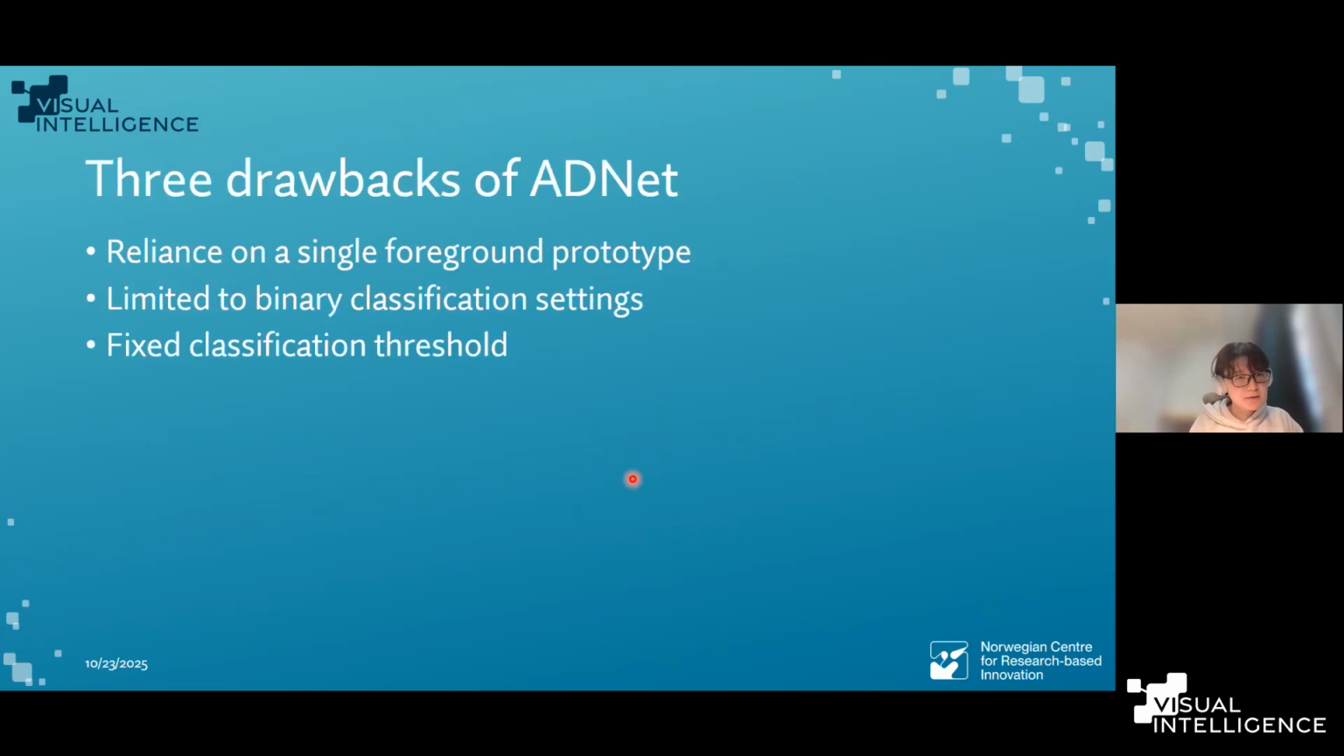But there are 3 drawbacks of ADNet. Because it is only using a single foreground prototype, we cannot represent the complex, diverse representation in the foreground class.